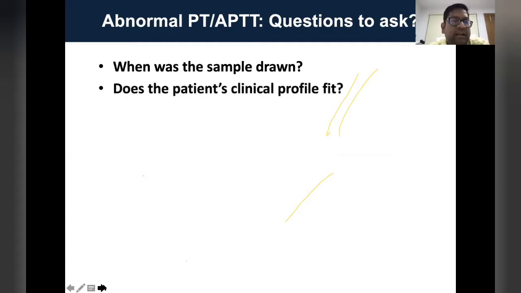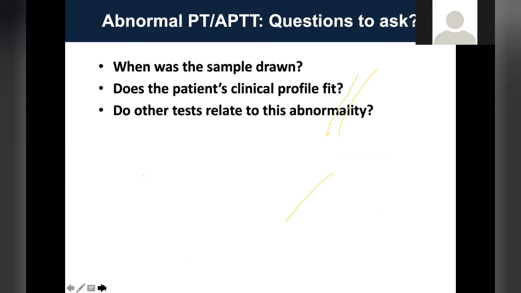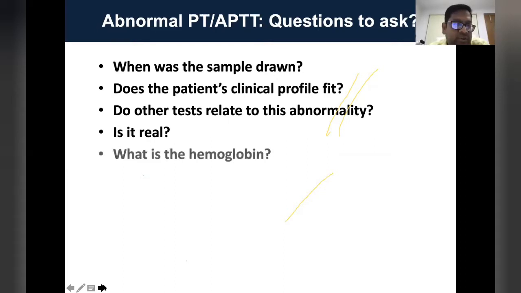Because a delayed sample, that is a sample that has been stored or transported, the integrity of the sample is questionable. So PT and APTT results are questionable. You might have to get a repeat fresh sample. Does the patient's clinical profile fit your findings? Do other tests relate to this abnormality? Is that a real or an artifactual result?